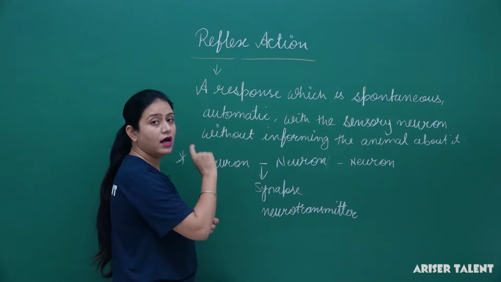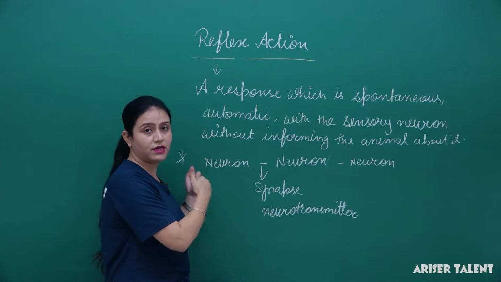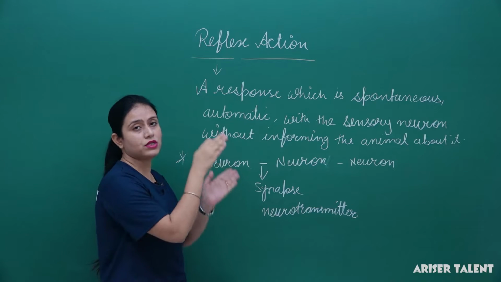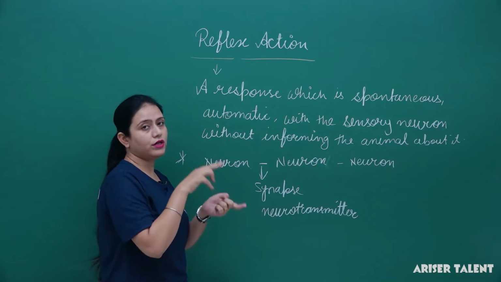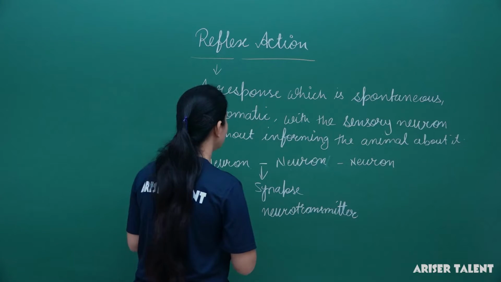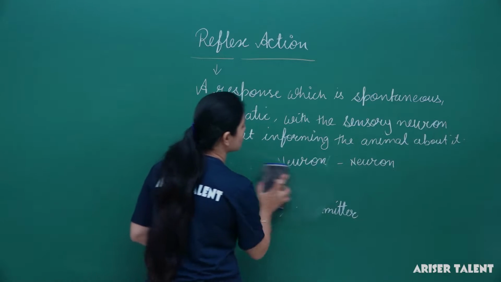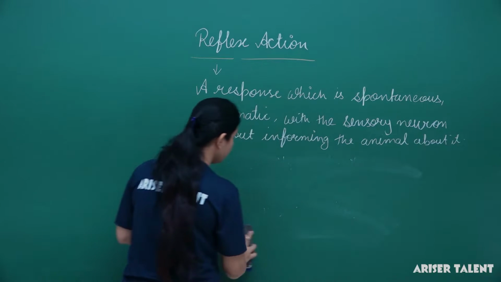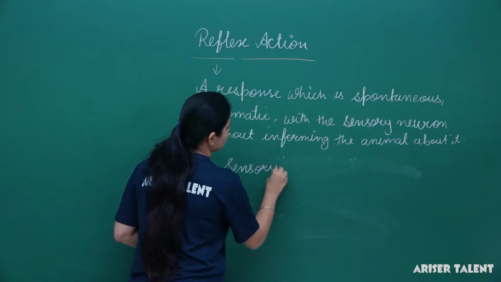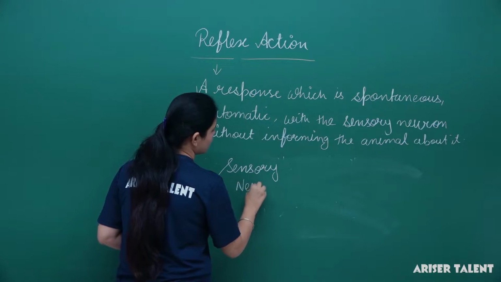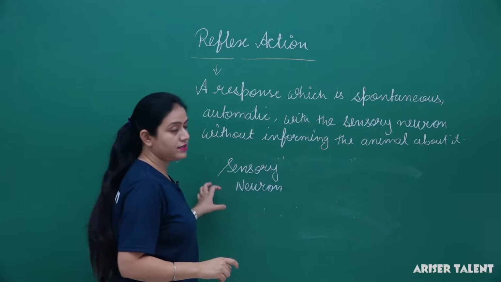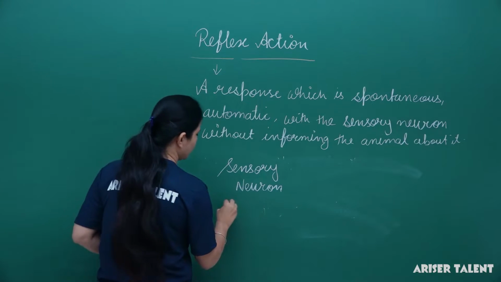This was the process of how the impulse passes from the sensory neuron to the central nervous system, from the central nervous system to the motor neuron, and from the motor neuron to the muscles. This is the way which we have already discussed. Now the question is how the reflex action actually takes place. The process is: when a sensory neuron receives an impulse or stimulus.